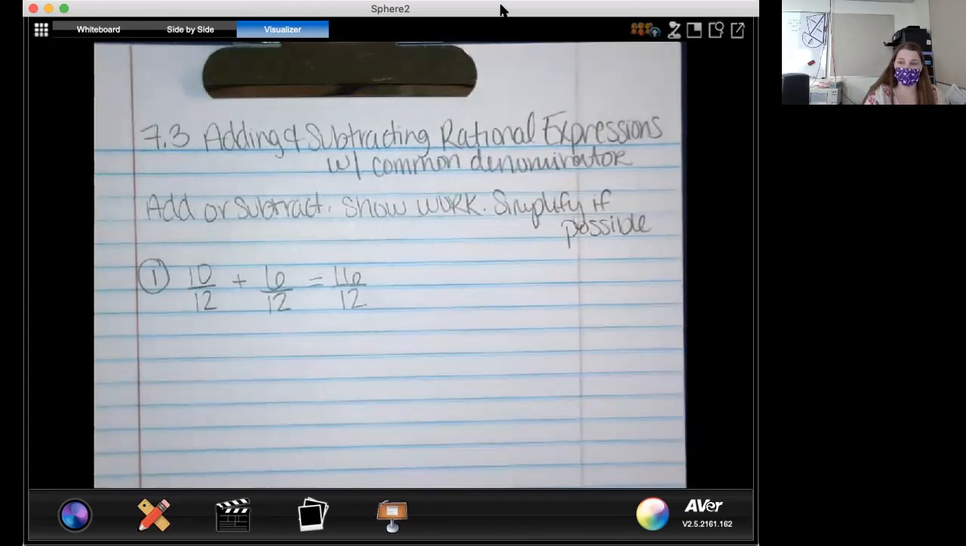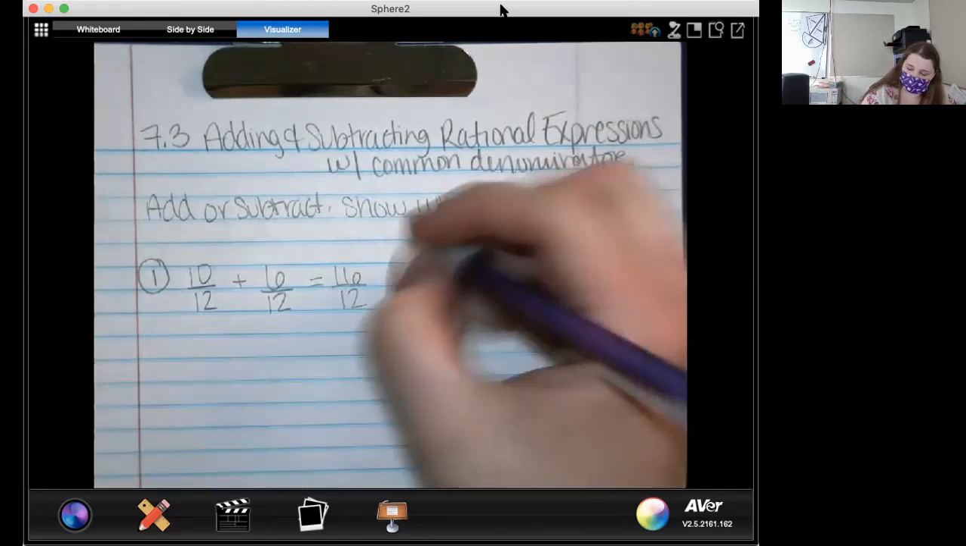Once we have a combined answer, then we want to simplify if possible. So 16 and 12 have a common factor of 4, and so therefore it would simplify to a fraction of 4/3.